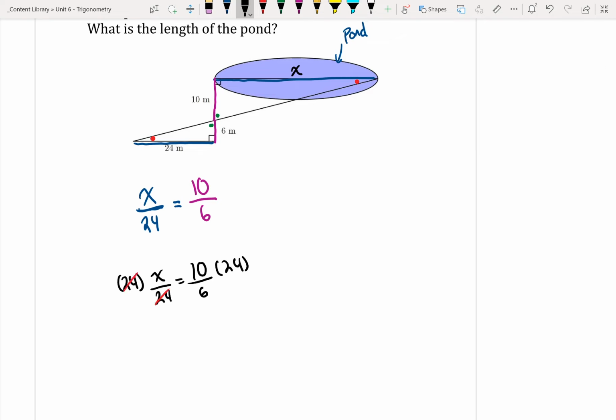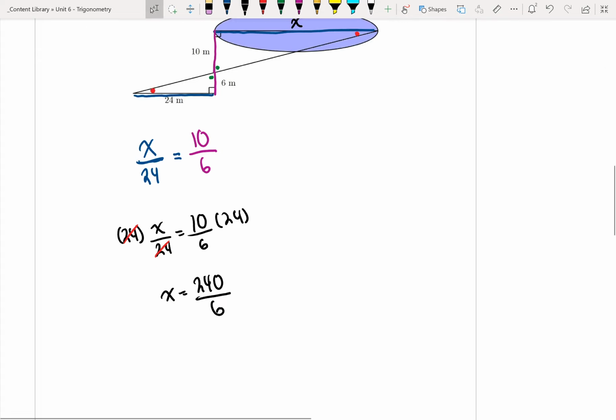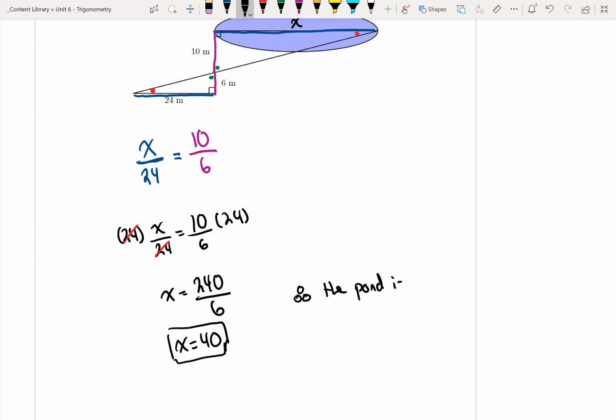One side divides, one side they cancel out. And I get X equals 240 from the 10 times 24 divided by 6. And when we do 240 divided by 6, we get X is equal to 40. So that means, therefore, the pond is 40 meters long.